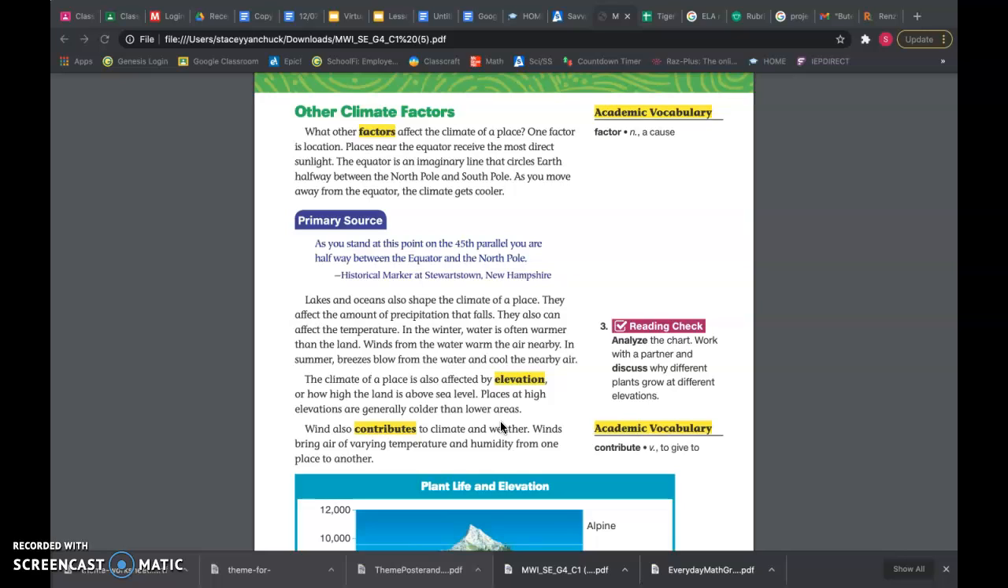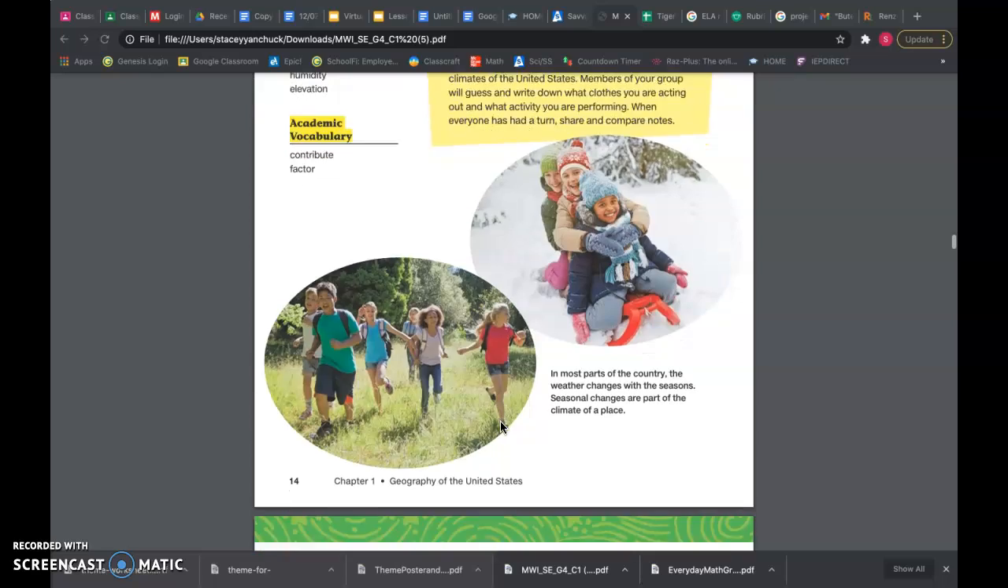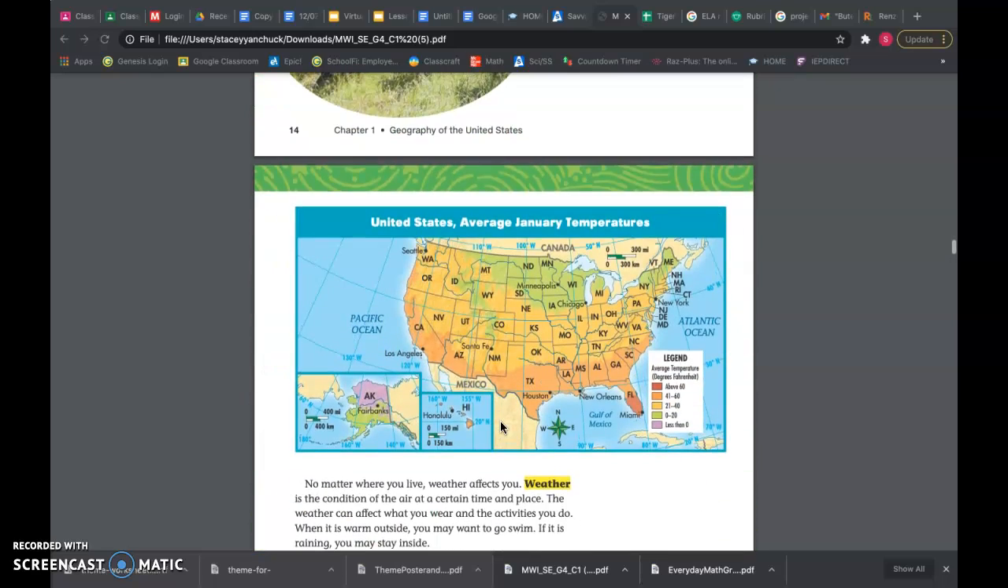Places near the equator receive the most direct sunlight. The equator is an imaginary line that circles the Earth, halfway between the North Pole and the South Pole. As you move away from the equator, the climate gets colder, which clearly explains why, when we looked at the temperatures for January on page 15, it was so much colder up here closer to Canada than down here by Texas, because the equator is down here.